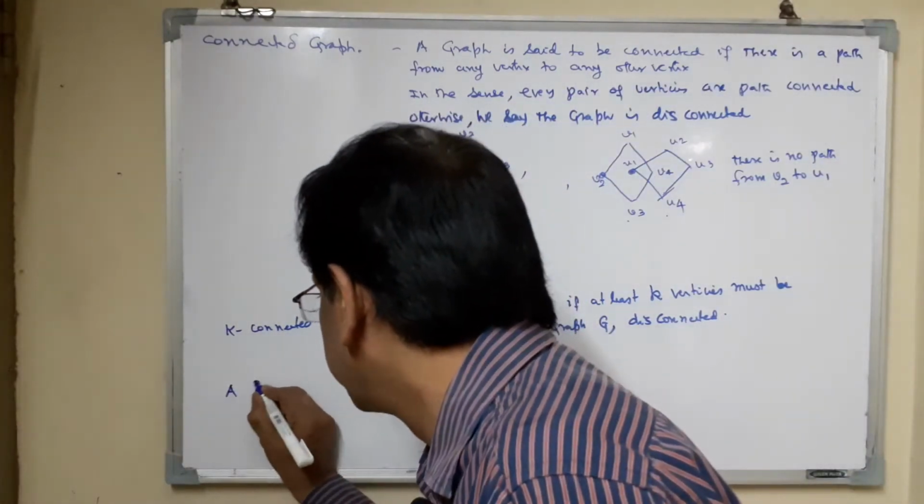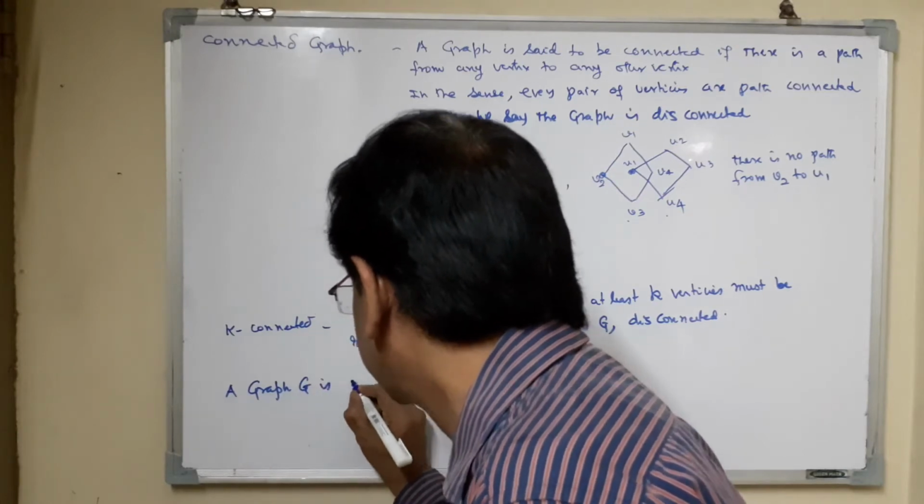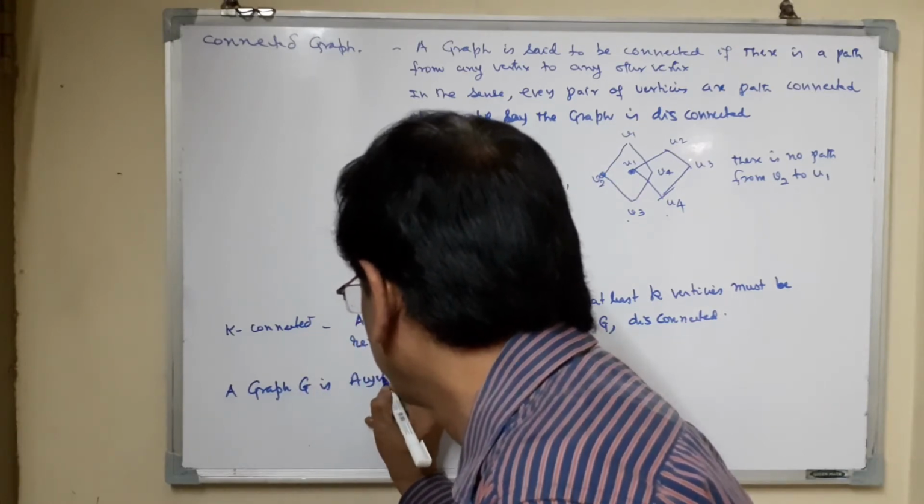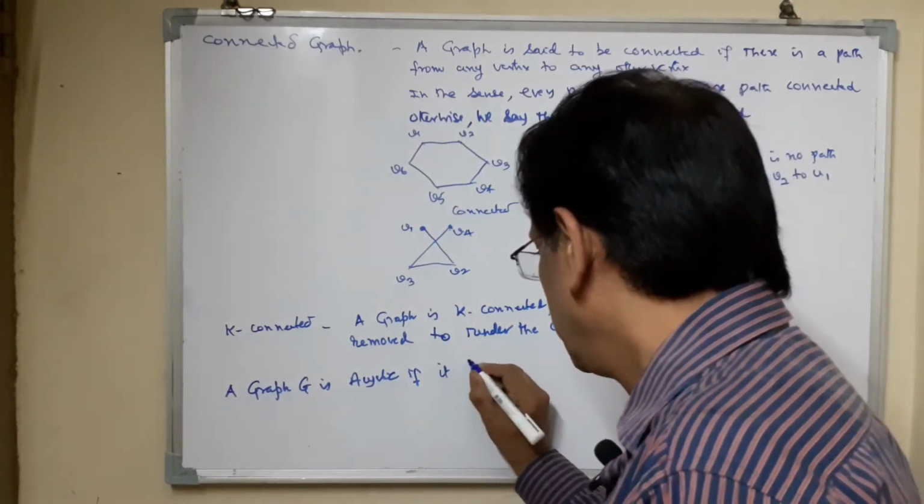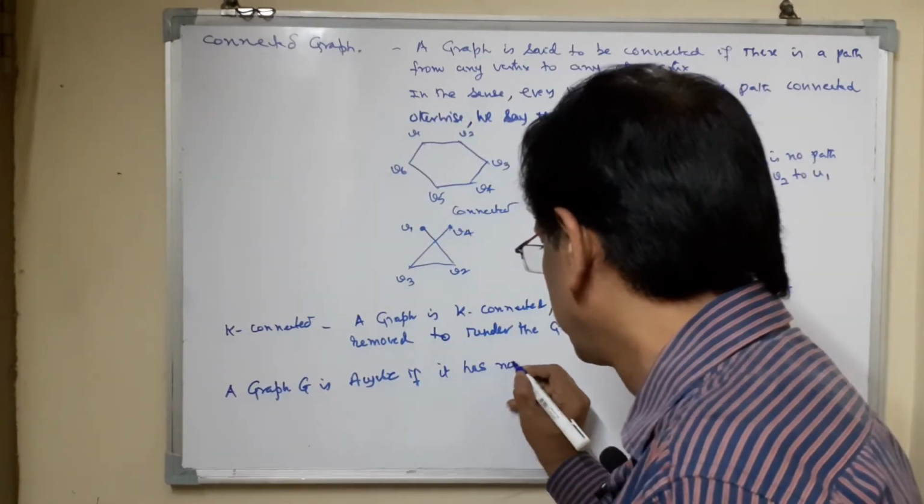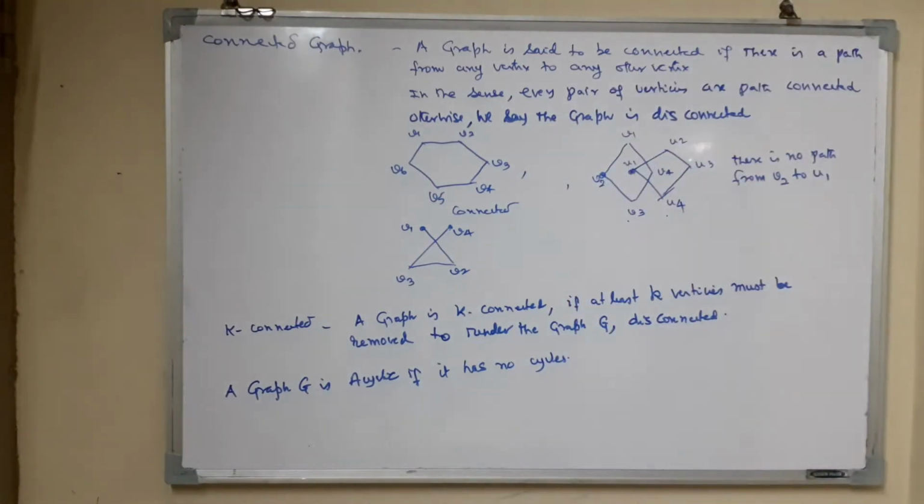A graph is said to be acyclic. A graph G is acyclic if it has no cycles. Already I have defined the cycle. Cycle is a path starting from V1 and reaching back to V1.